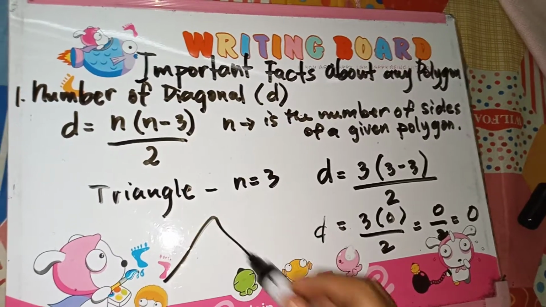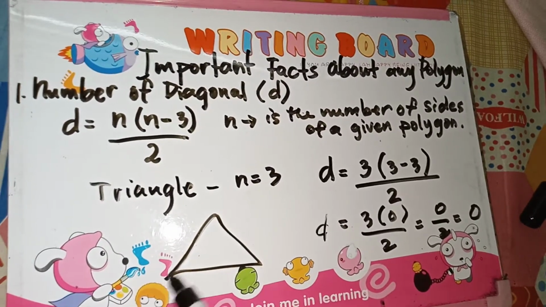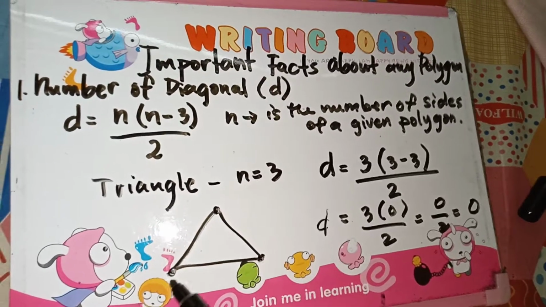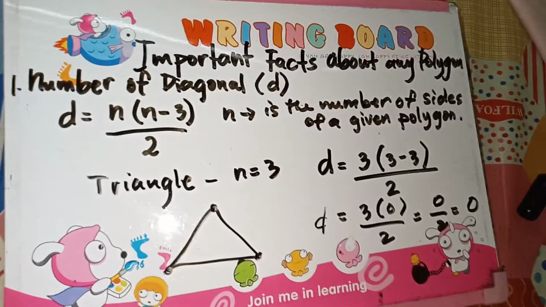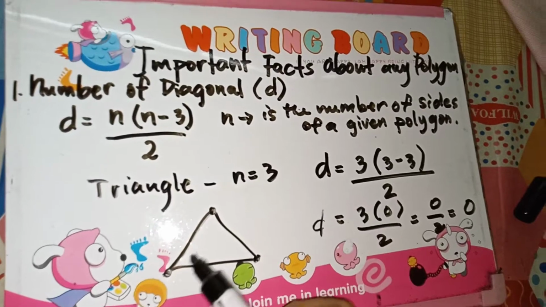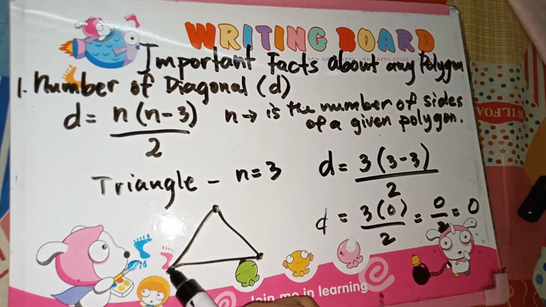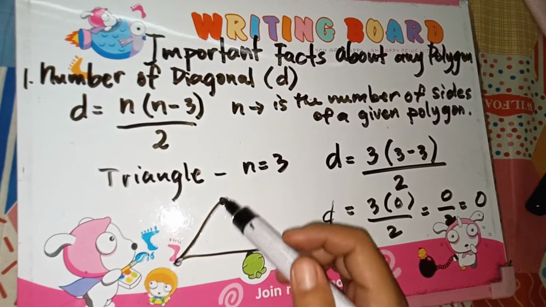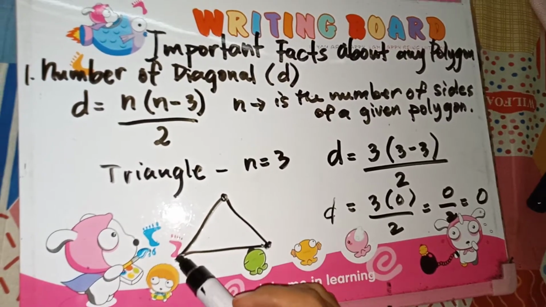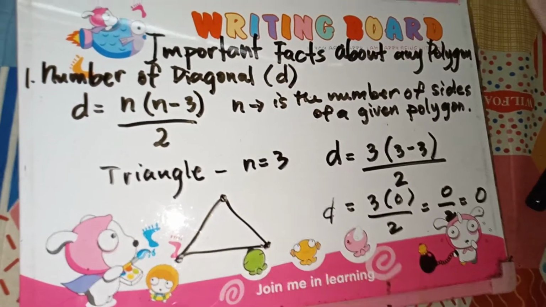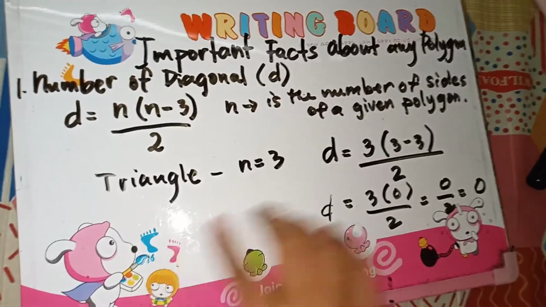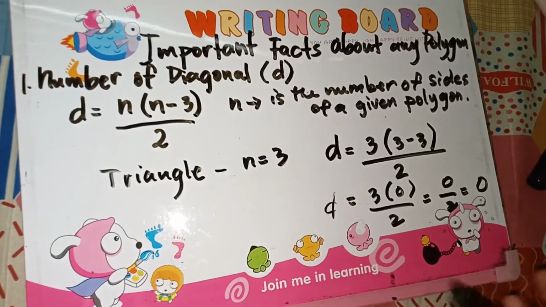That makes sense, because if you look, the definition of a diagonal is connecting two non-consecutive vertices. Here, each vertex is consecutive to the next one, so we cannot draw a diagonal. So the number of diagonals of a triangle is equal to 0.